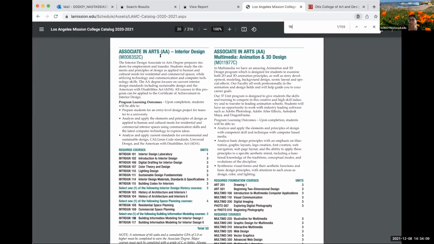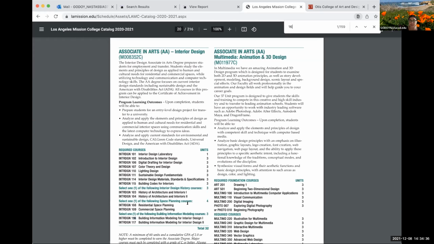So this is if I only want to get an associate's degree at Mission College and I have no intention of transfer, I'm going to be looking at the LA Mission College catalog. My required courses would be all of these listed under required. So I would need to list every single one of these required courses, the course number, the course title, and the units. Then it says select one of the following interior design history courses. I would choose one of these.